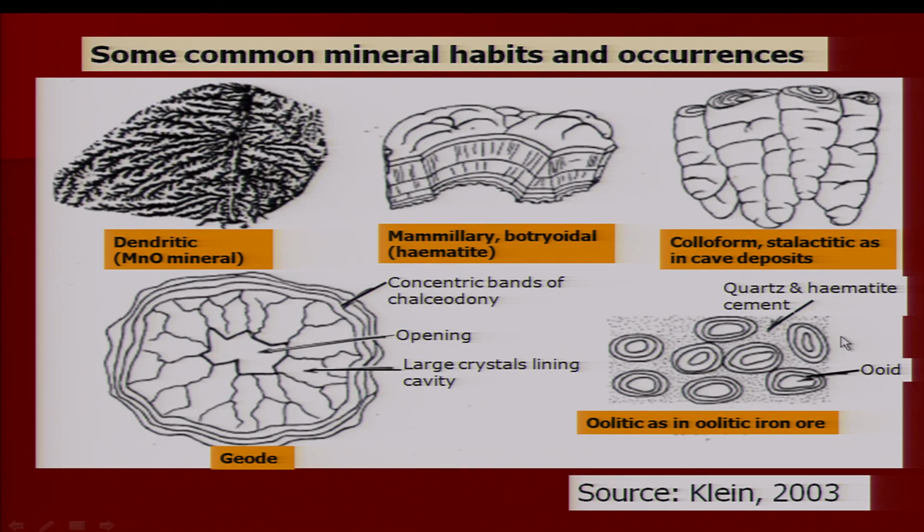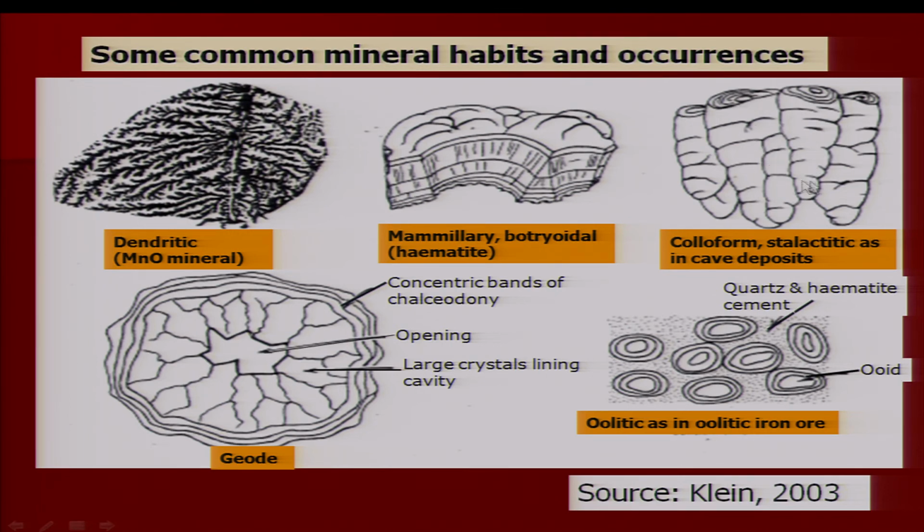Now, I will show you some common mineral habits and occurrences. I was talking about the dendritic habit. This is a dendritic habit. You can compare this habit of a mineral, or the appearance of this mineral, with a plant leaf, or a drainage-like structure is there. Another example here is hornblende, then another example is colloform texture.